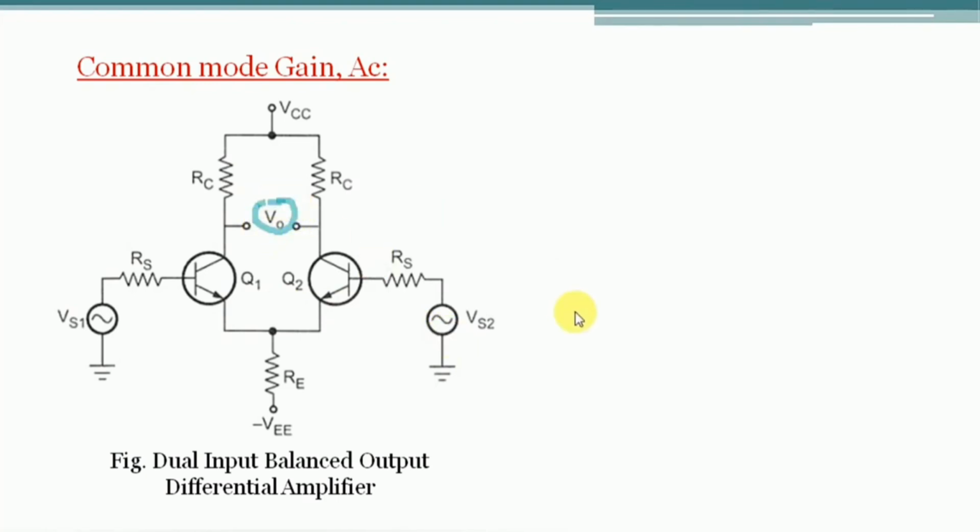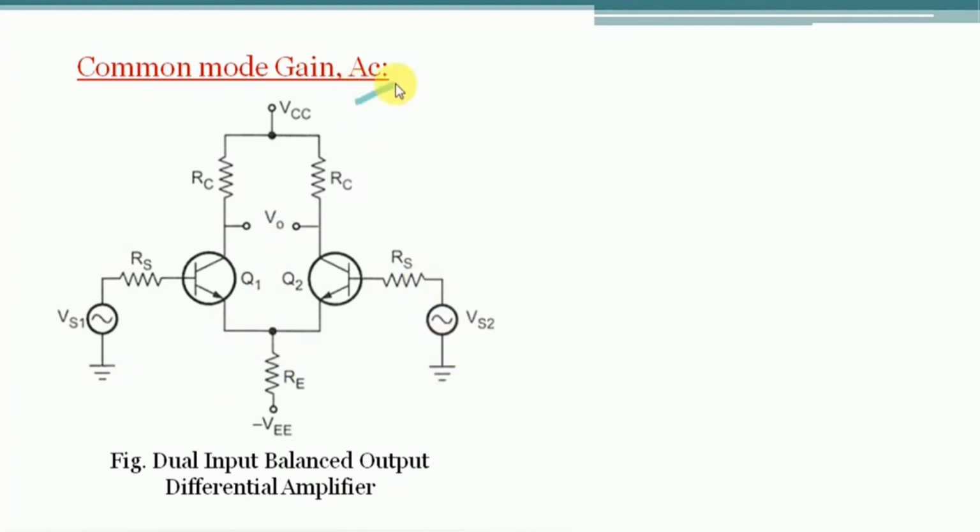But because of practical biasing voltages and the current present at the transistors, this V0 value will be a minute value, in terms of either microvolts or millivolts, present even in the absence of input signals. For this kind of circuit we are going to find the common mode gain AC, for this dual input balanced output differential amplifier.